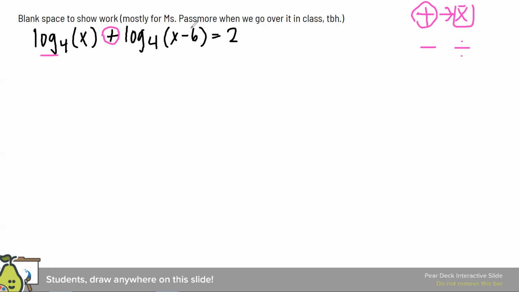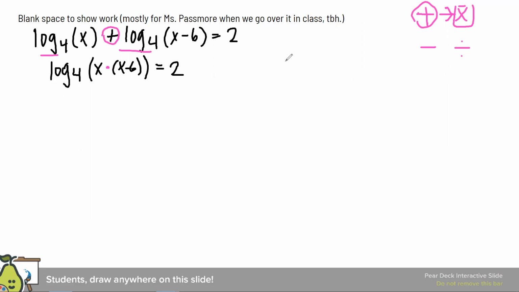Notice that they both have log base 4. That's important. So I'm going to rewrite log base 4 just one time, and then inside the parentheses, we're going to multiply instead of add. So we're going to have x times x minus 6. Instead of adding, we now change the operation to multiplication to simplify our logarithm. And this is still equal to 2.